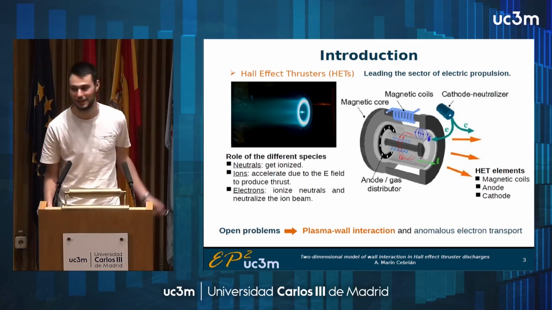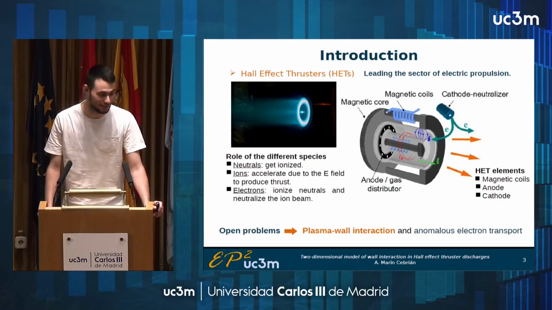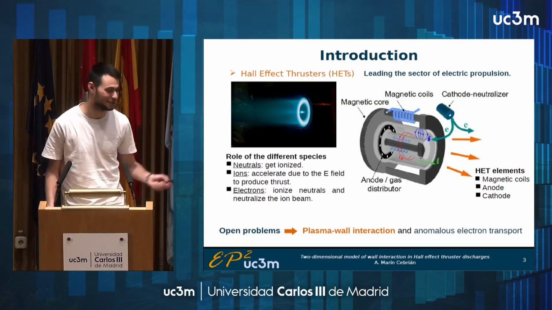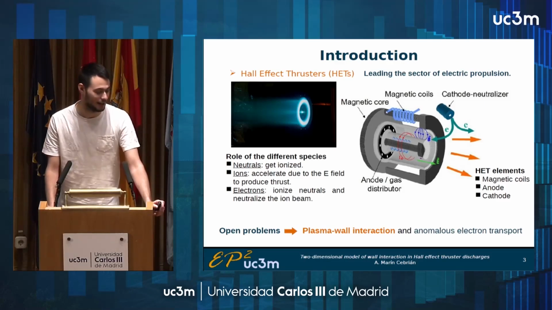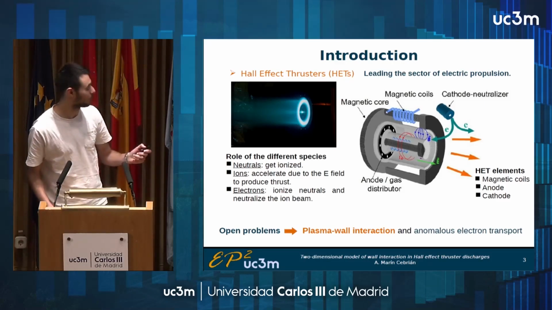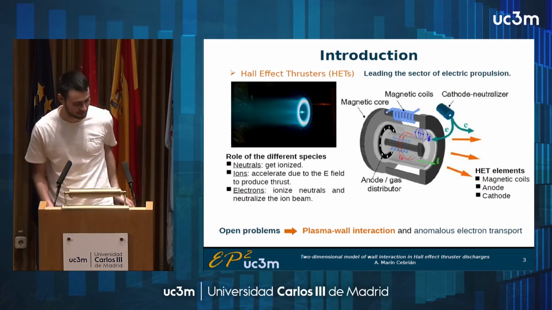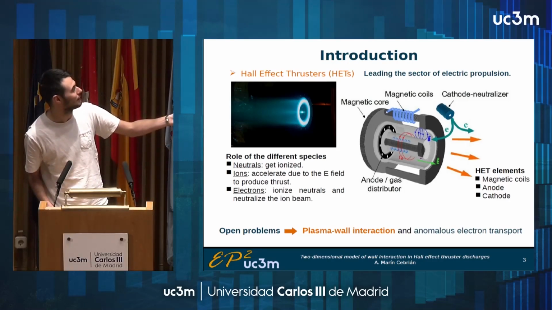As my colleagues have mentioned before, especially Enrique, Hall effect thrusters are currently leading the sector of electric propulsion because it's a mature technology that has been used over the last 60 years probably to thrust spacecraft in space. And then we have different types of populations that do different things. For example, the neutrals are injected through the anode backplate and they get ionized in the channel. These ions get accelerated downstream and are those that generate the thrust. And the electrons are generated through this cathode, and they are split into beams.